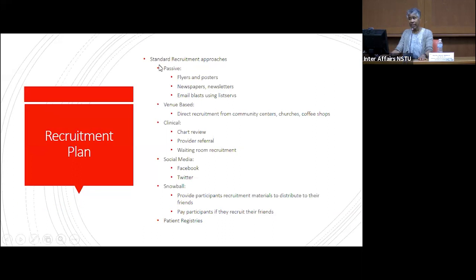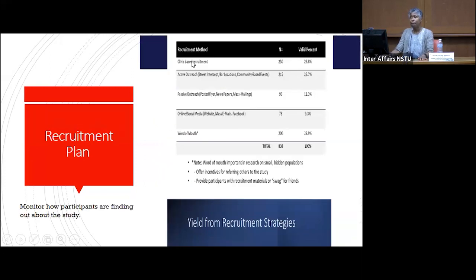Monitoring, proposing how you will recruit using each of these different approaches, and then monitoring what is effective for your recruitment. So they ask each of the participants when they contact you, when they send you an email or call you, how did you hear about the study? That can tell you which of your recruitment approaches are the most effective. And so you can learn as you're going.